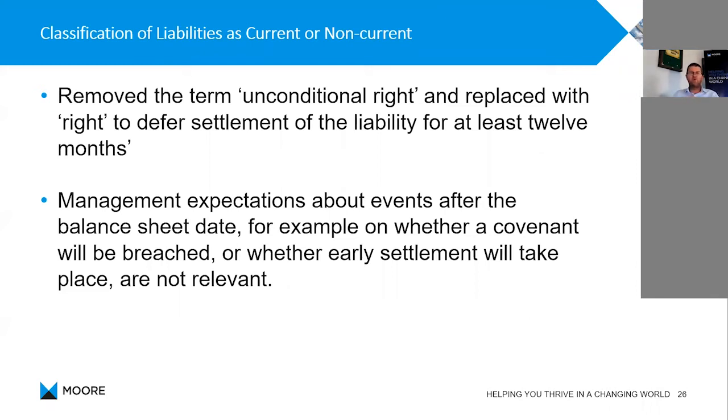They did provide some more clarity around management expectations. You can't classify a liability as current or non-current based on management expectations of getting waivers of future covenants or whether you're going to do early settlement, etc. So a little bit more of a legalistic view of that. When this amendment was first proposed and came out, everyone thought that's fine. It's probably not a major change in practice.